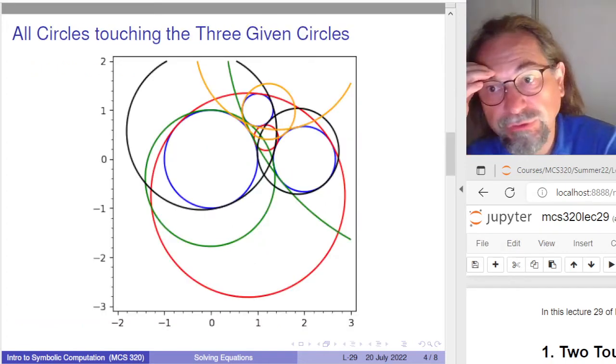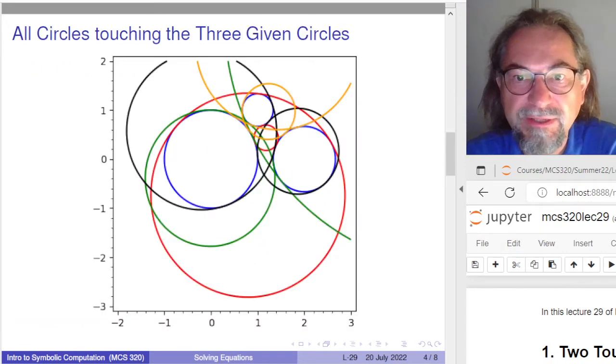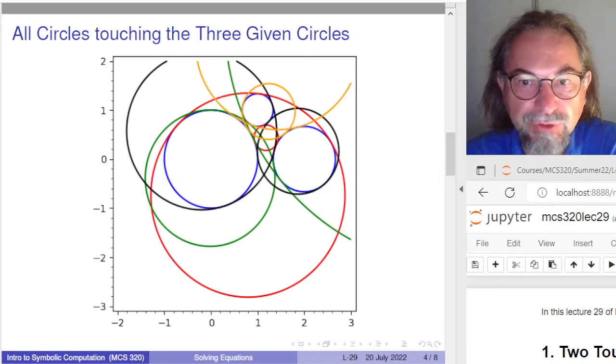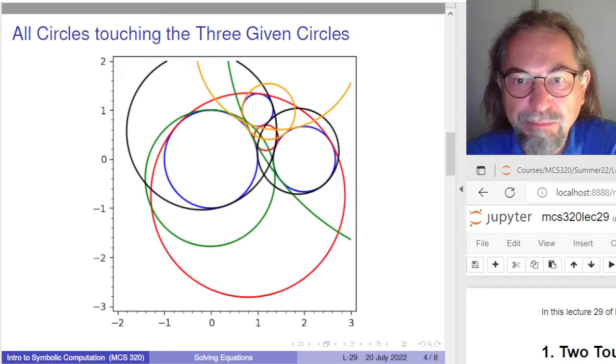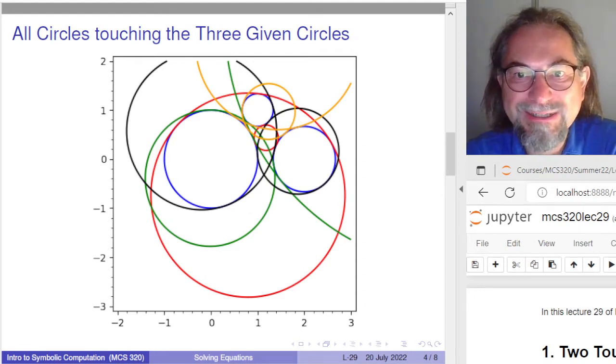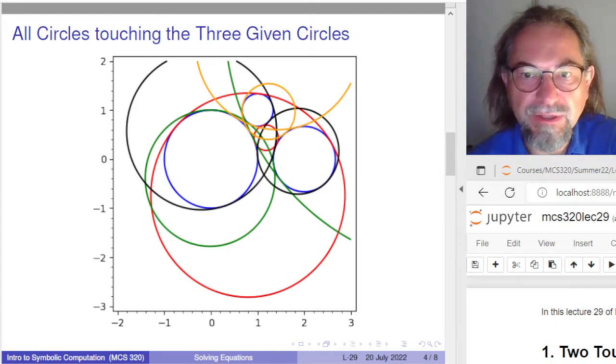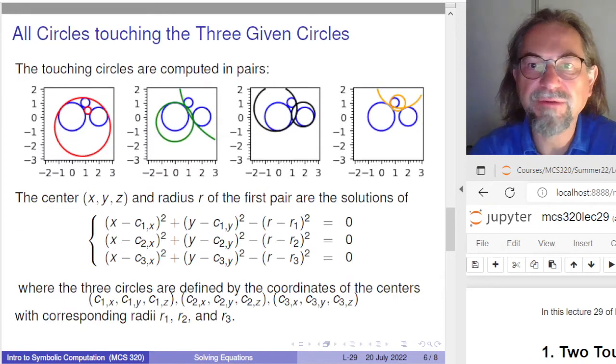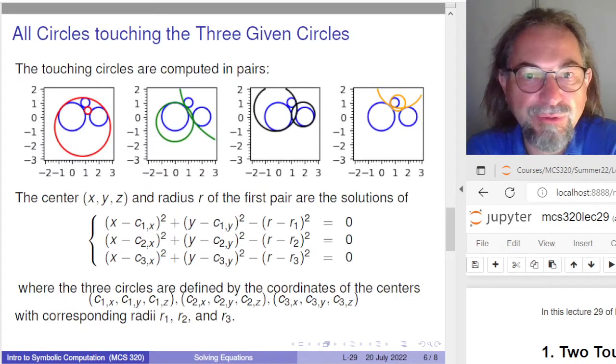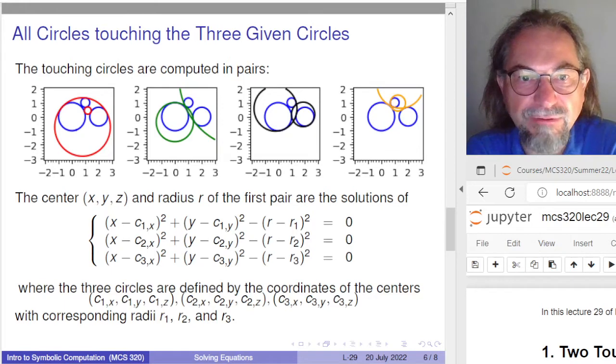So all solutions are plotted on this slide. All the solutions occur in pairs, and a pair of 2 solution circles is plotted in the same color. So this picture is probably rather confusing. Therefore I have split it out. So this is a graphics array.